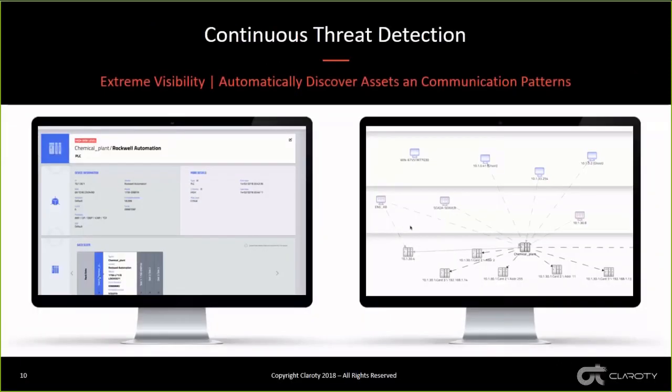So as promised, we'll look into a little bit more detail on each of the products now. So Claroty Continuous Threat Detection, as we mentioned previously, also known as CTD, provides extreme visibility into an industrial network. This includes visibility across all layers of an ICS network and deep visibility into the ICS assets, such as a PLC on the left, where the display is showing the card slot architecture.